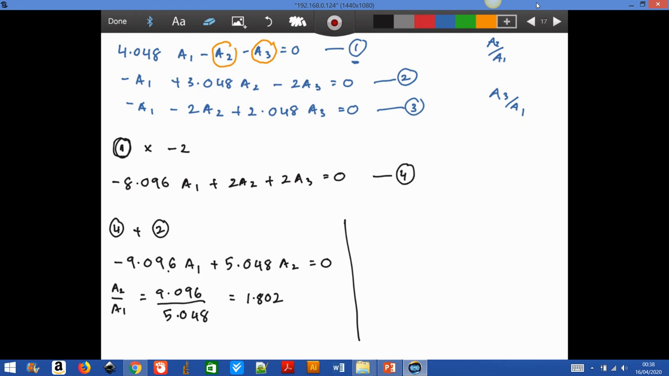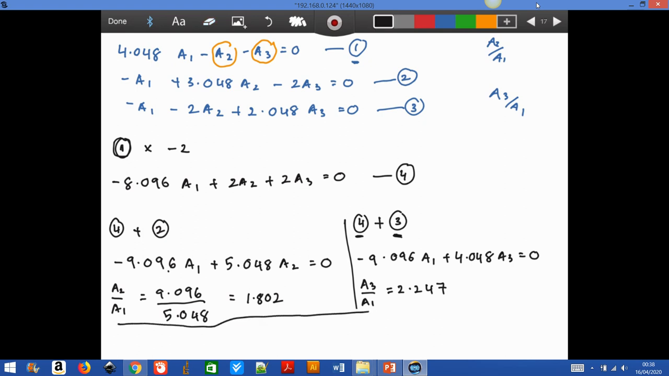So, in order for me to find the ratio of A3 over A1, again, this depends on the situation and how you want to do it, as long as you get the ratio. So if I do equation 4 plus equation 3, what I will get is -9.096 A1 + 4.048 A3 = 0. Therefore, the ratio of A3 over A1 is equal to 2.247.